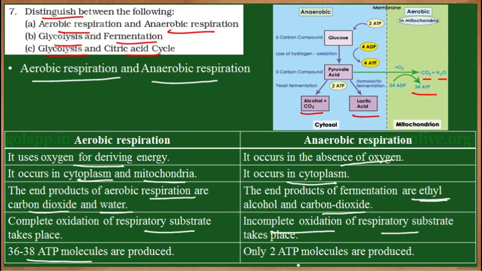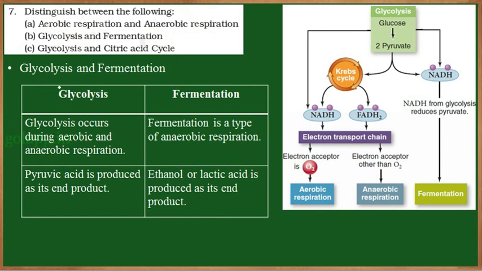The amount of energy released in anaerobic respiration is very less when compared to aerobic respiration. Here only 2 molecules of ATP are produced, whereas in aerobic respiration, around 36 to 38 molecules of ATP will be formed. The next difference is glycolysis and fermentation.